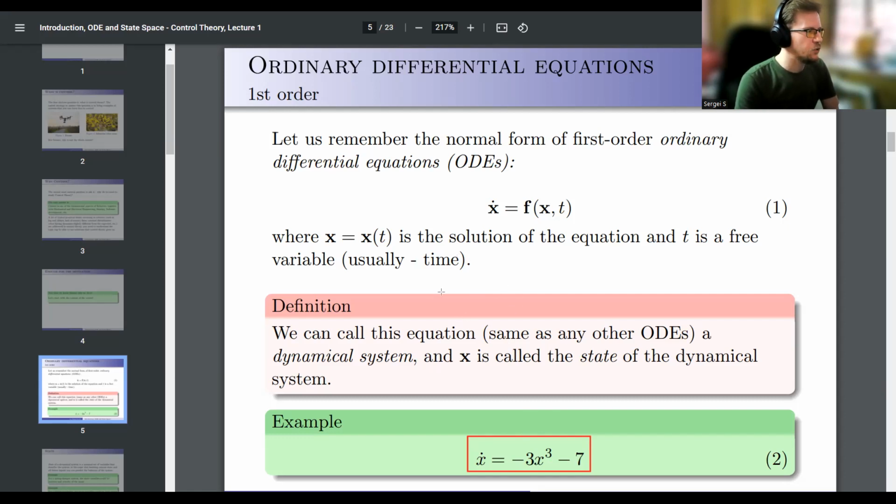x in this case is usually called the state, while the whole thing is usually called a dynamical system. So it is still an ordinary differential equation, but we would often refer to it as a dynamical system. The word dynamical system maybe rings an association if you studied theoretical mechanics.